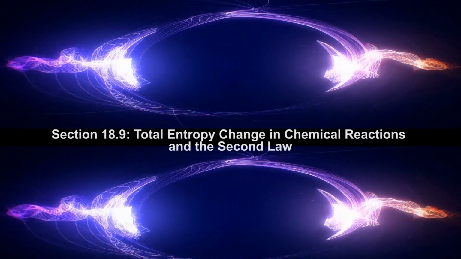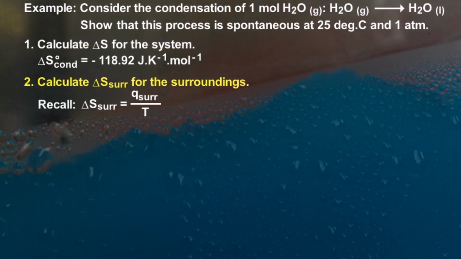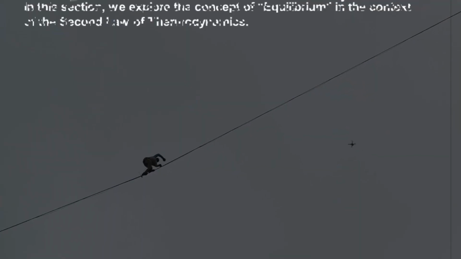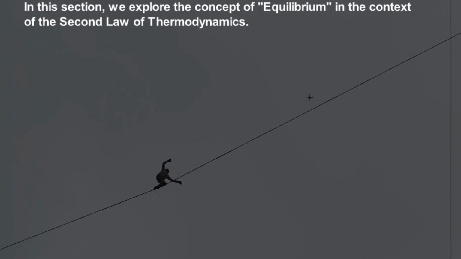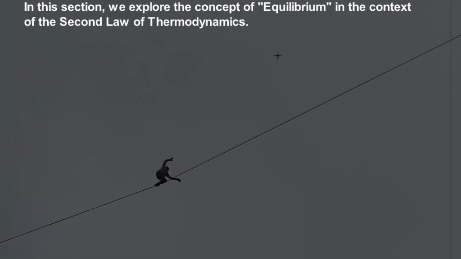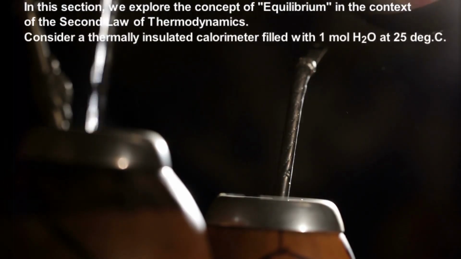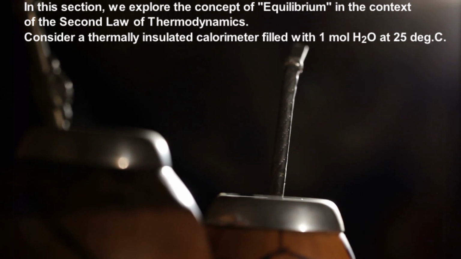In Section 18.9, Total Entropy Change in Chemical Reactions, and the second law is introduced. In Section 18.11, Equilibrium, in the context of the second law of thermodynamics, is discussed. Note, this section could pose difficulties, as one needs to know a few concepts covered in Chapter 6.